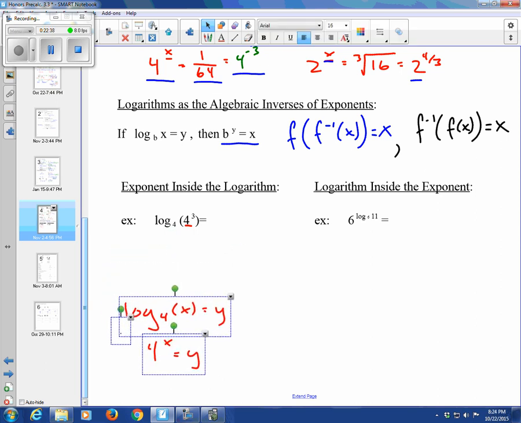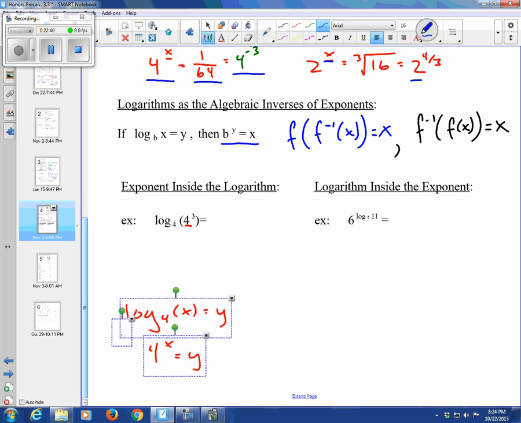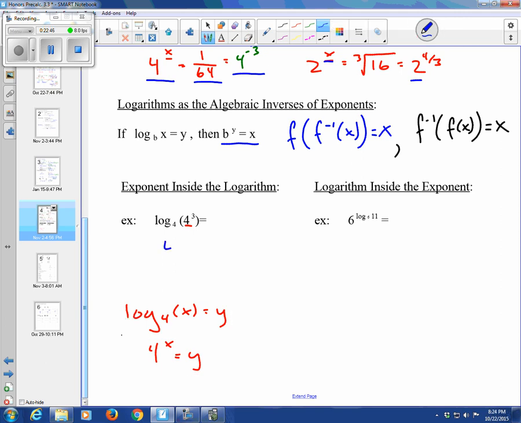So right here, if I'm saying log base 4 of 4 to the 3rd power equals what? I'm saying, what do I have to raise 4 to? What's that exponent I have to raise 4 to in order to get 4 to the 3rd power? And of course, that's the exponent of 3. And what we're seeing here is that inverse relationship where log base 4 and the exponential base 4 cancel out.